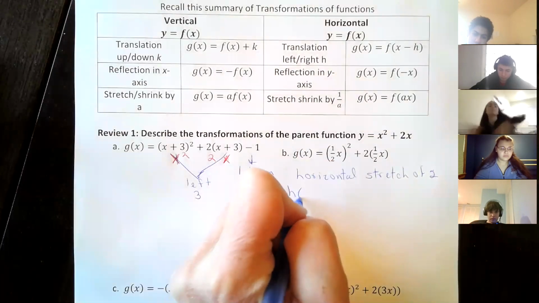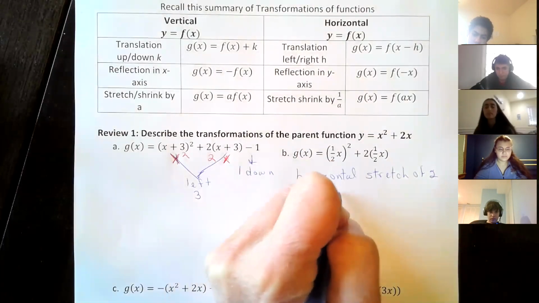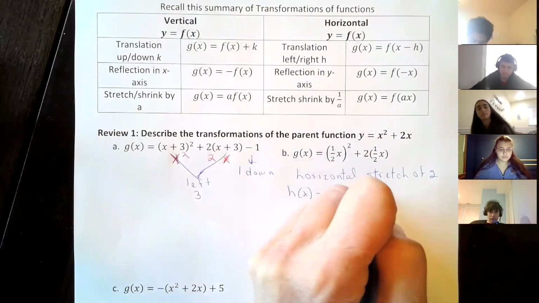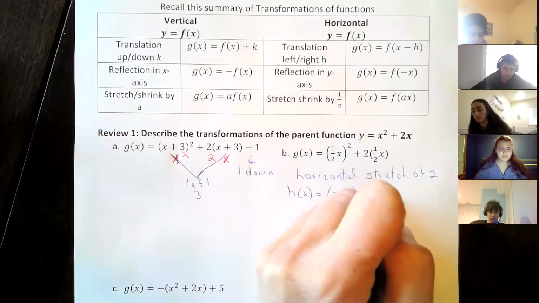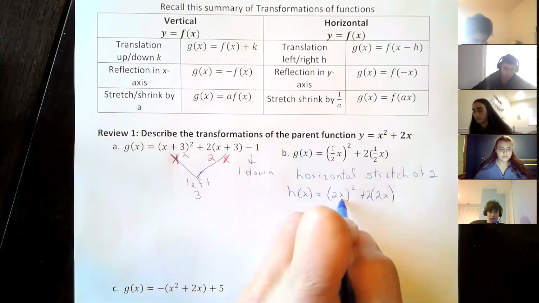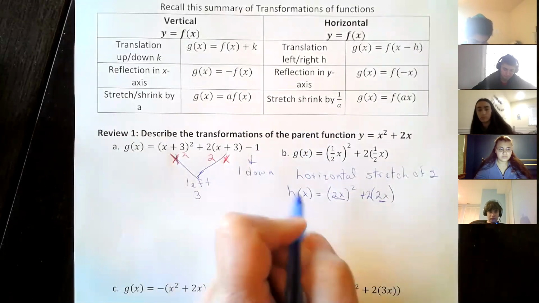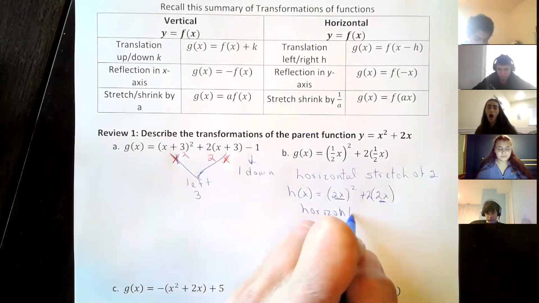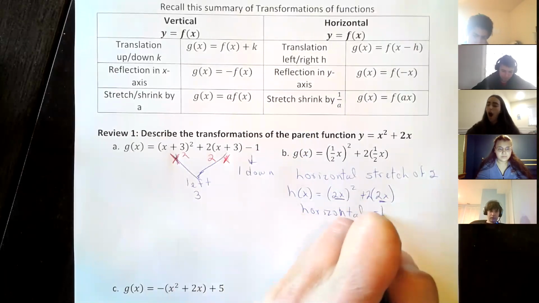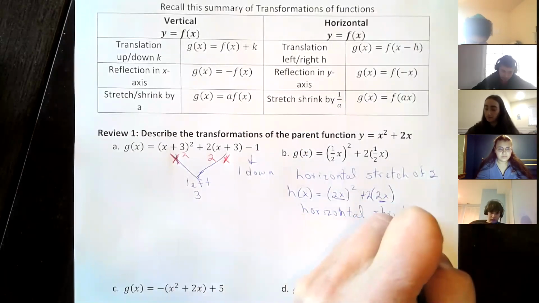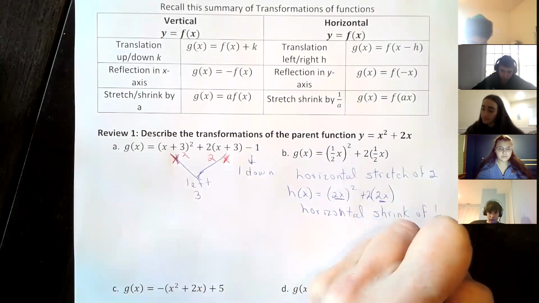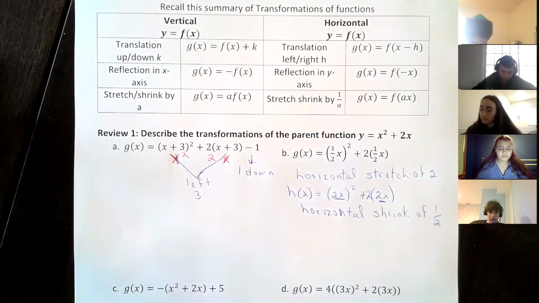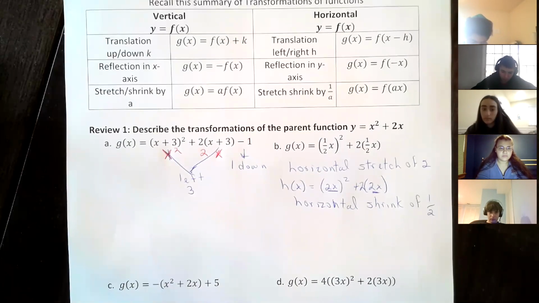Let me give you another one. If we have this one, our x is replaced with 2x, so this one would be a horizontal shrink of 1/2. A horizontal shrink of 1/2, because it's 1 over a. I'm remembering being confused by this all over again.